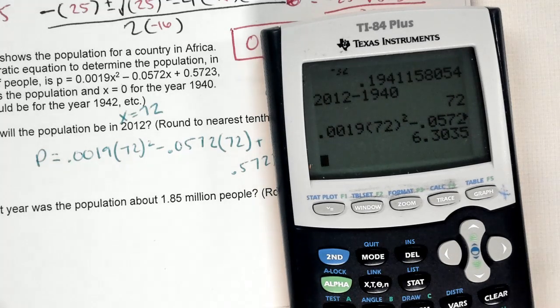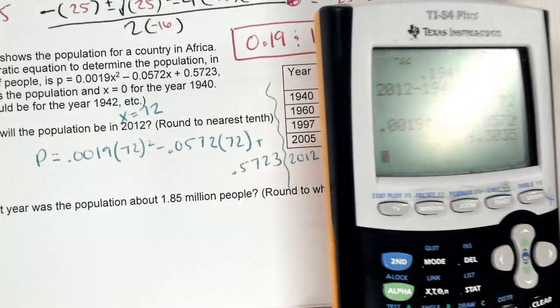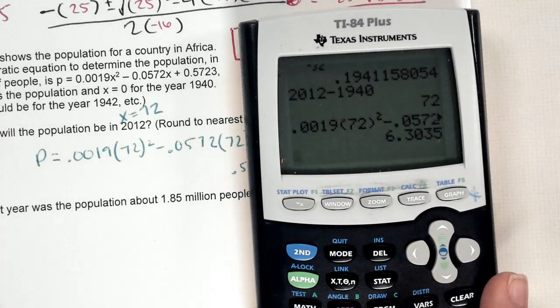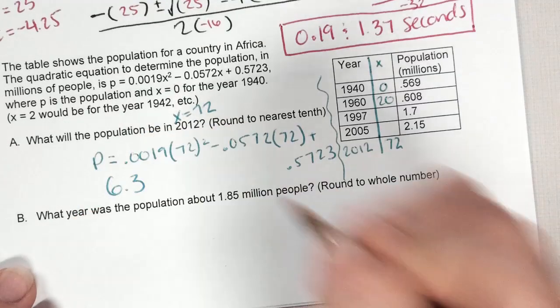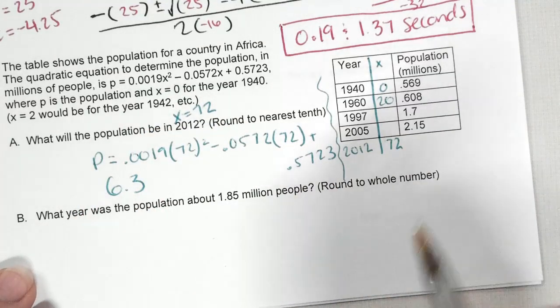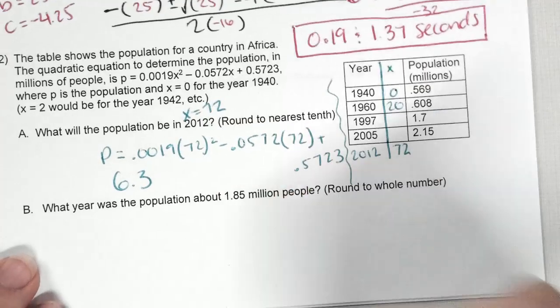And you get 6.3035. But it says round to the nearest tenth, so what would that be? 6.3 what? What do I label this? This is P for population. And what is population? Million.